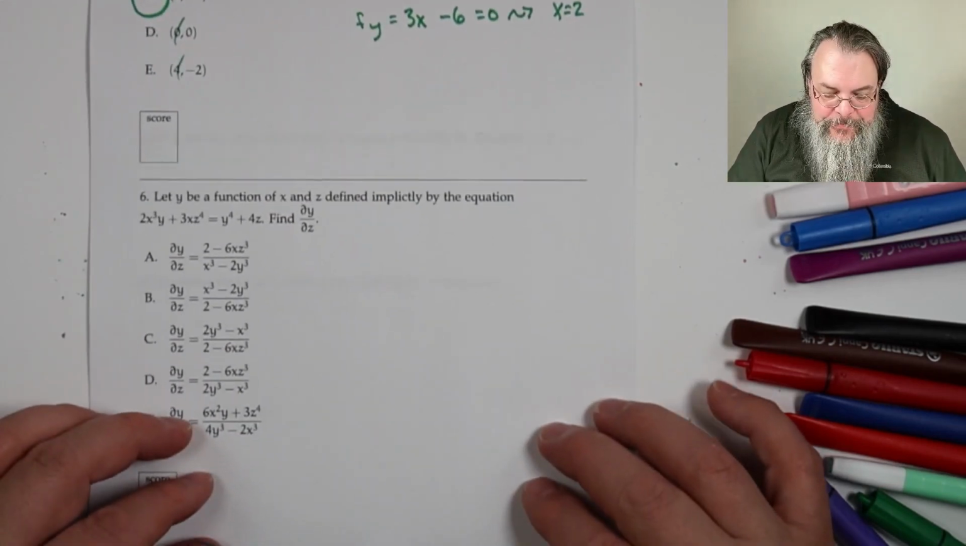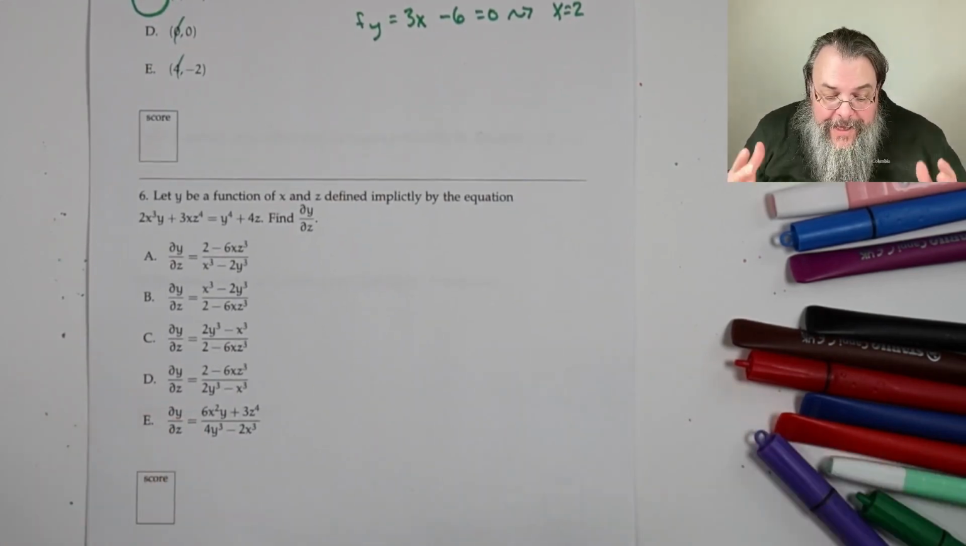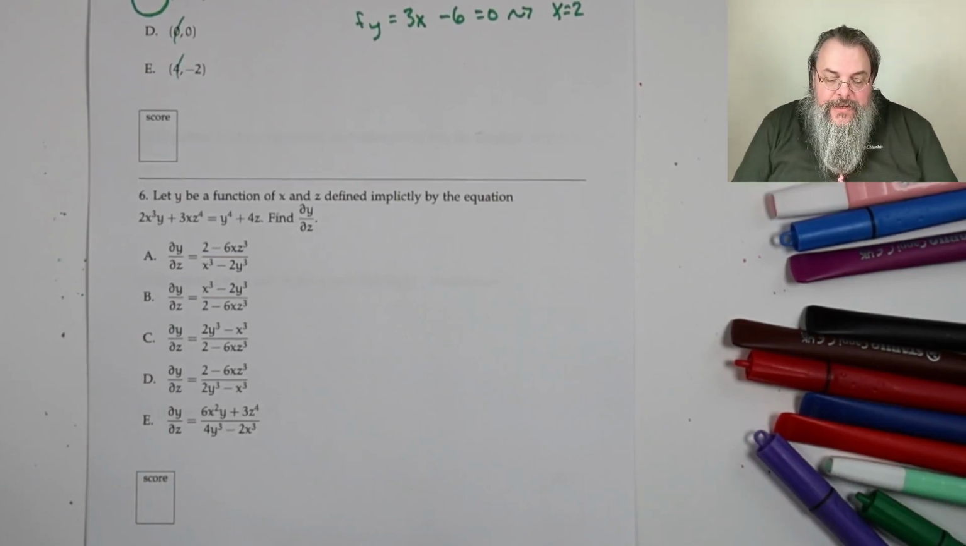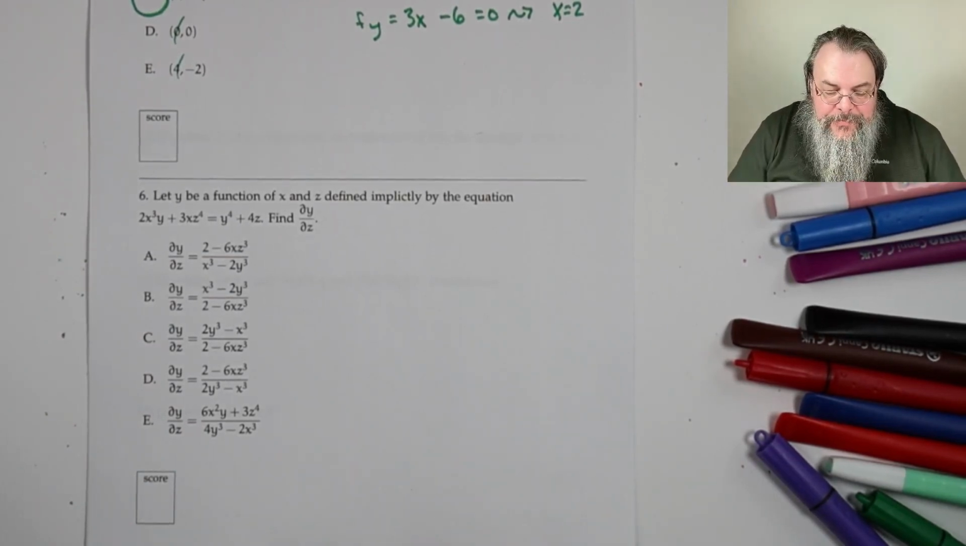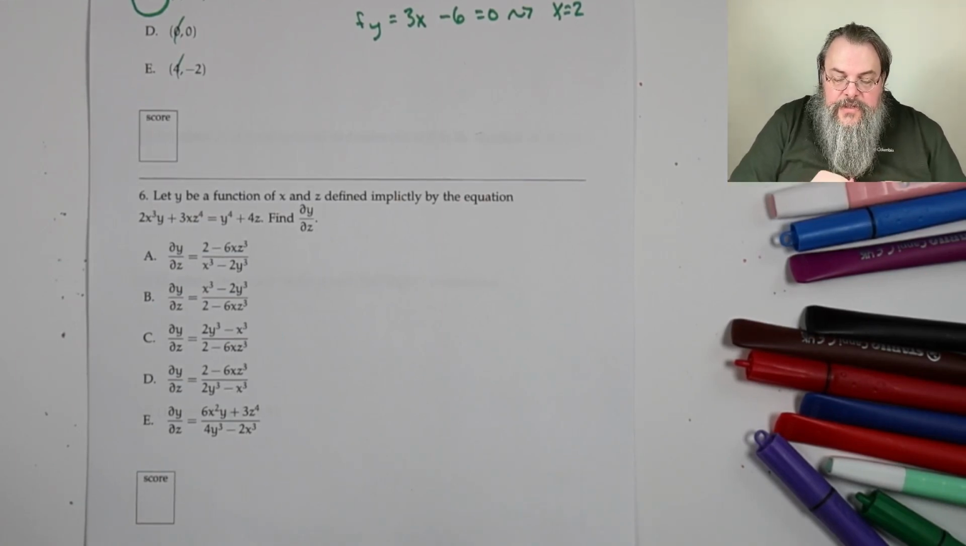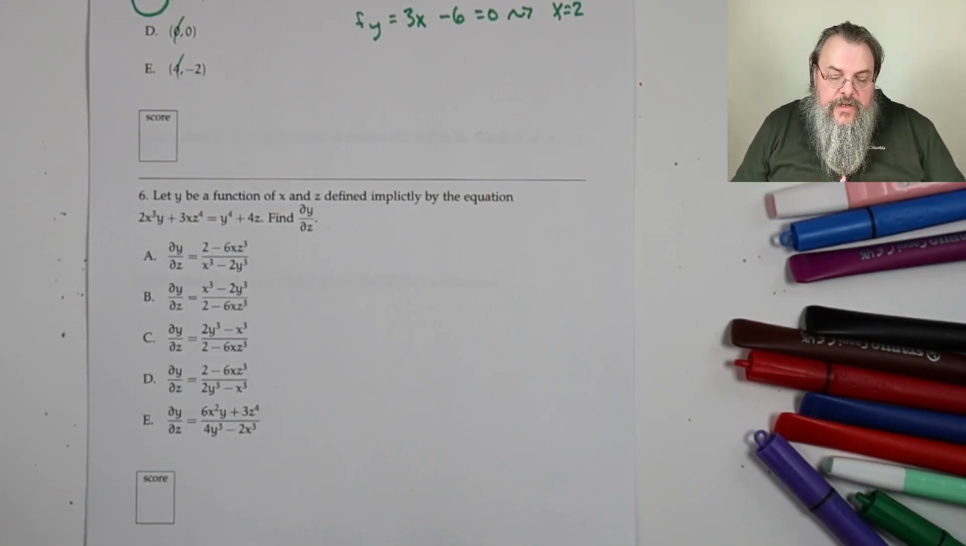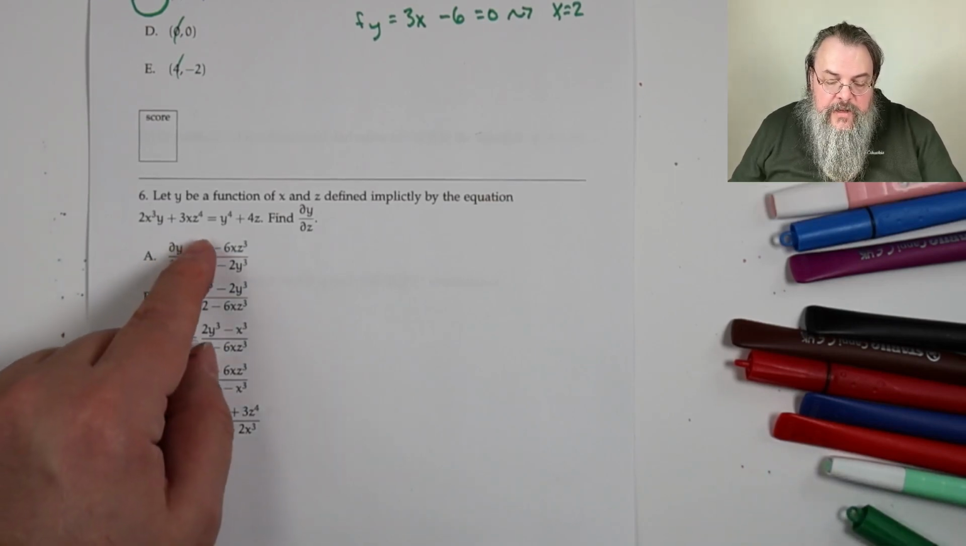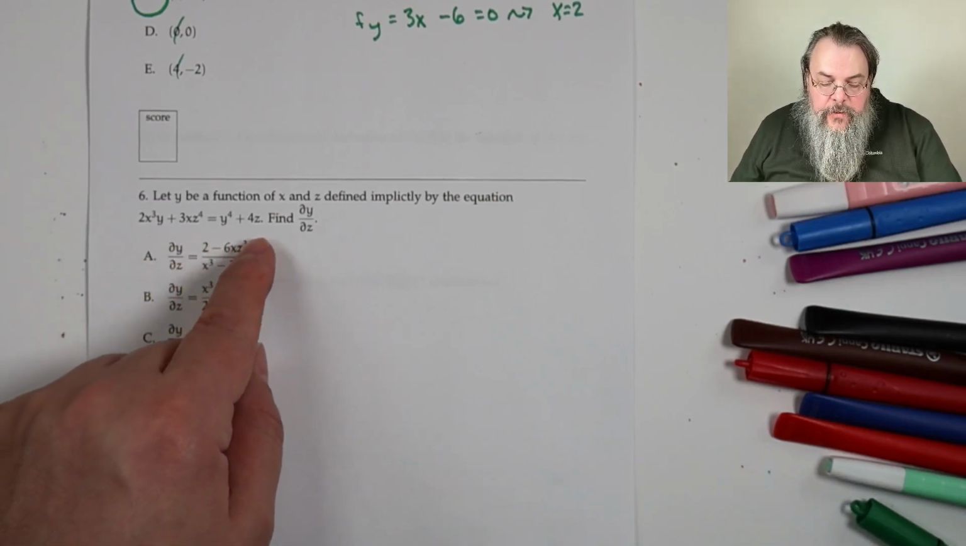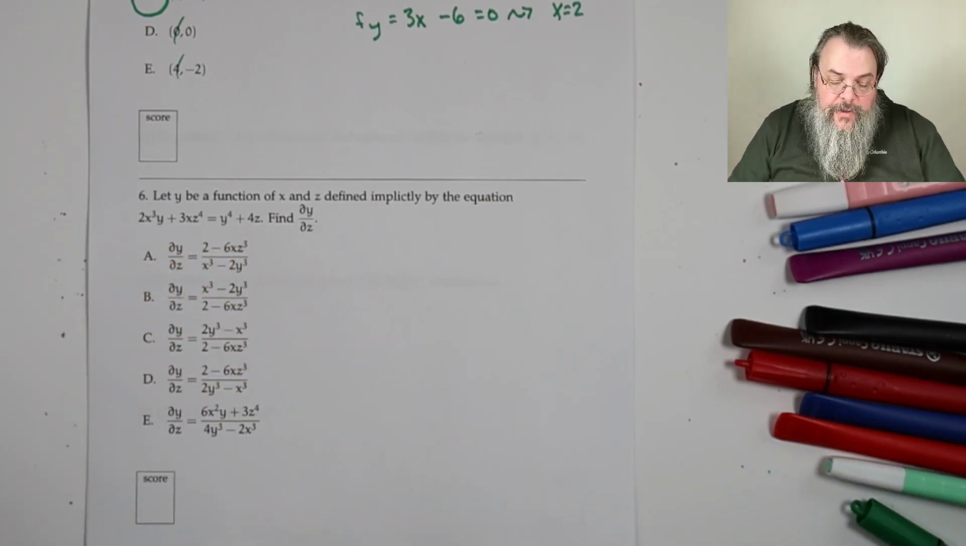All right, that brings us to our last multiple choice problem. Fingers crossed, let's hope we enjoy this one as well. Let y be a function of x and z, defined implicitly by the equation 2x cubed y plus 3x z to the fourth equals y to the fourth plus 4z. Find partial y, partial z.